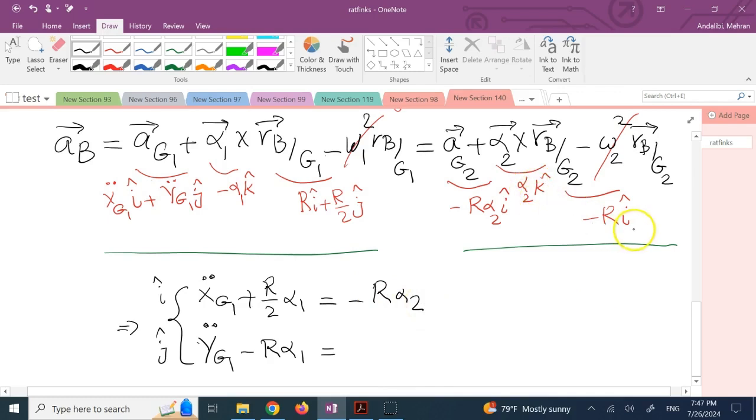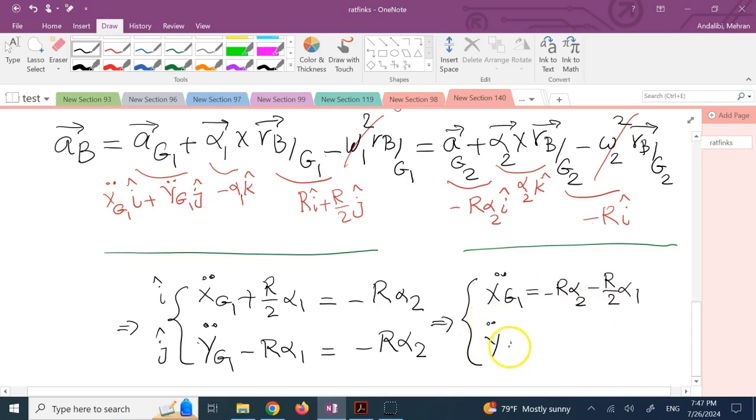And then we have k cross i, which is j. But there is again a negative involved, so that is going to be negative R alpha 2. Okay? And clearly from here, you can get both of those double dots. So your double dots, x double dot of G1 is clearly negative R alpha 2, negative R over 2 alpha 1. And then y double dot of G1 is negative R alpha 2, positive R alpha 1.